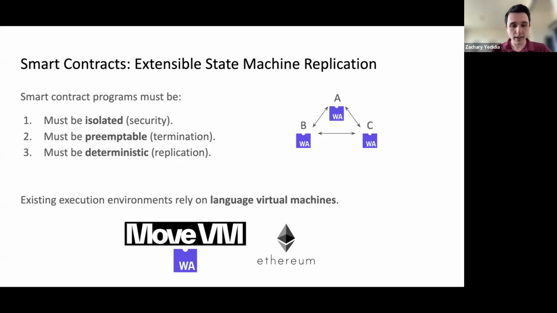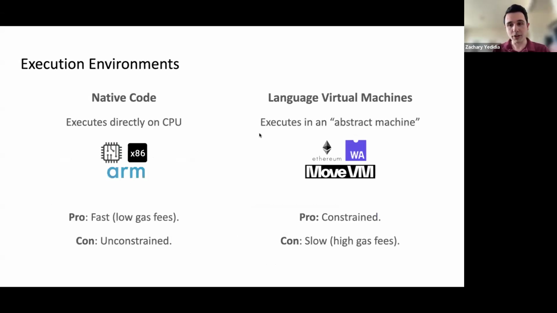Existing smart contract systems have execution environments for running smart contracts that rely on language virtual machines. So there's the Ethereum virtual machine, or maybe you run your program as a WebAssembly program in the WebAssembly virtual machine. Let me tell you a bit more about what the trade-off is in this type of execution environment.